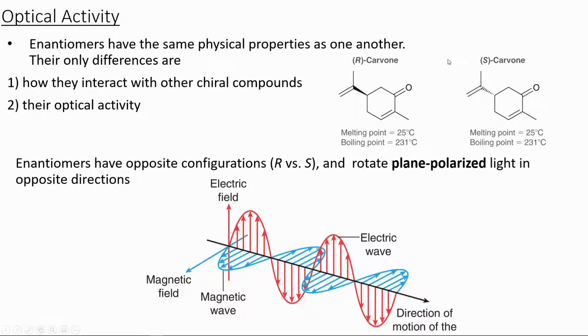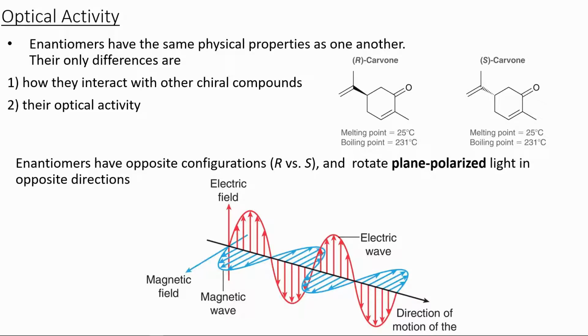So you can see here we have two natural product small molecules. These are R-carvone and S-carvone. These are two enantiomers of each other that are both found in nature. And one of the things you'll notice is that these molecules have the same physical properties. So all enantiomers are going to have the same physical properties as one another. Stuff like melting point, boiling point, polarity are going to be exactly the same.